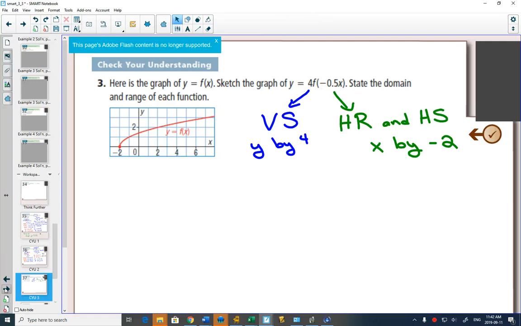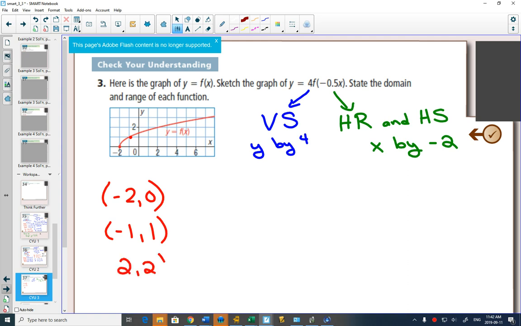So now if we're going to sketch this, we're going to take some key points on our original graph. Obviously, the most important point on this graph is negative 2, 0, because that's the starting point. Can you see that we also have negative 1, 1, and looks like 2, 2. Those are 3 points on our original graph.